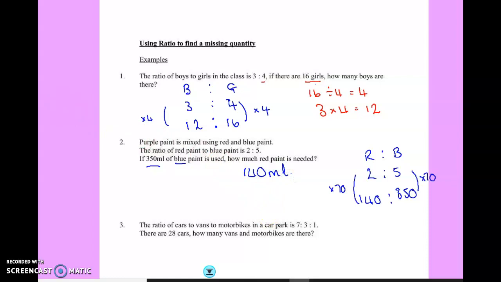millilitres. My other way of doing that would be just to divide first. The 350 divided by 5 is 70. 70 times 2 is 140.